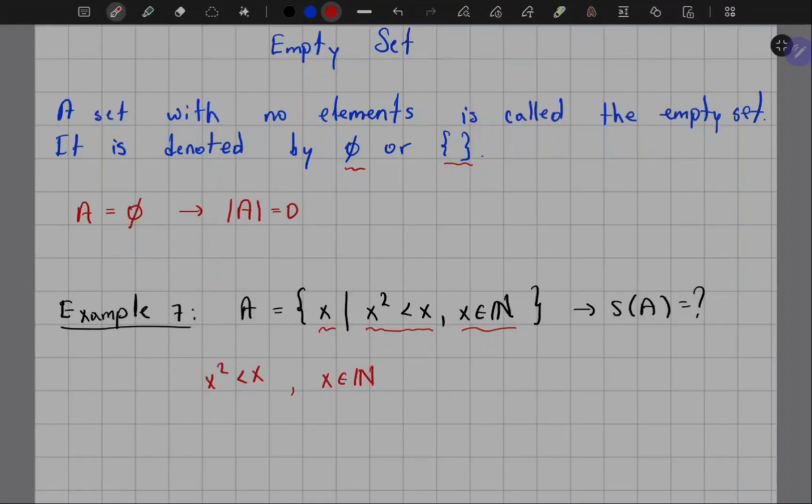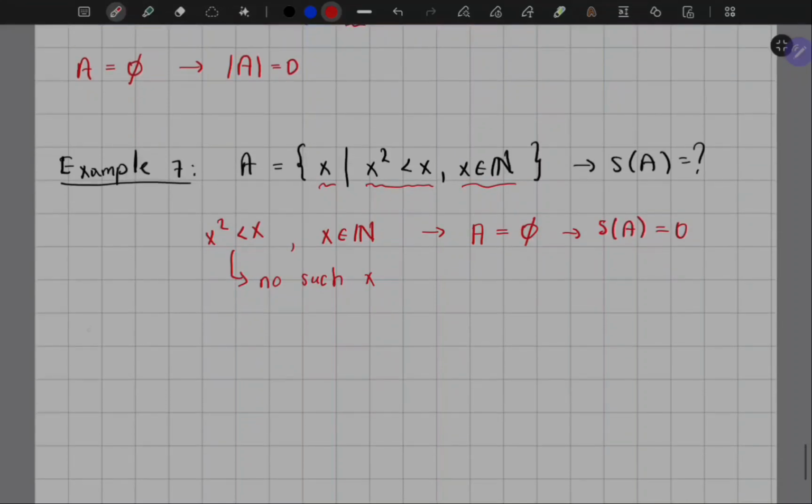It is easy to see that there is no natural number whose square is less than that number itself. So the inequality never holds for x where x is a natural number. This implies our A is an empty set because we have no such x. Since A is an empty set, the cardinality of A, the number of elements in A, equals 0. Now let's continue with another example.